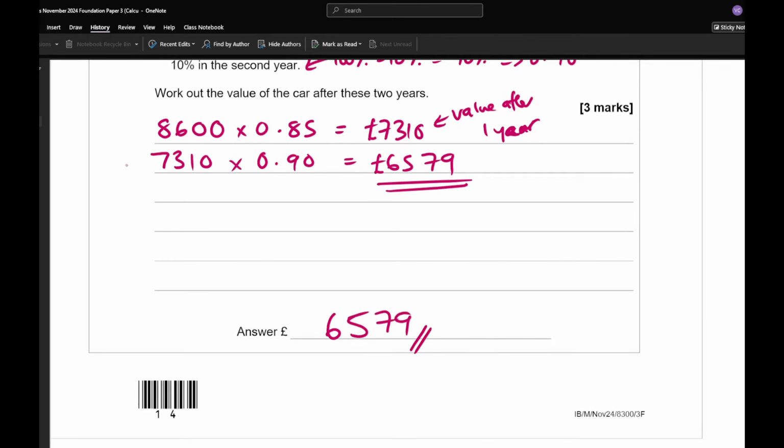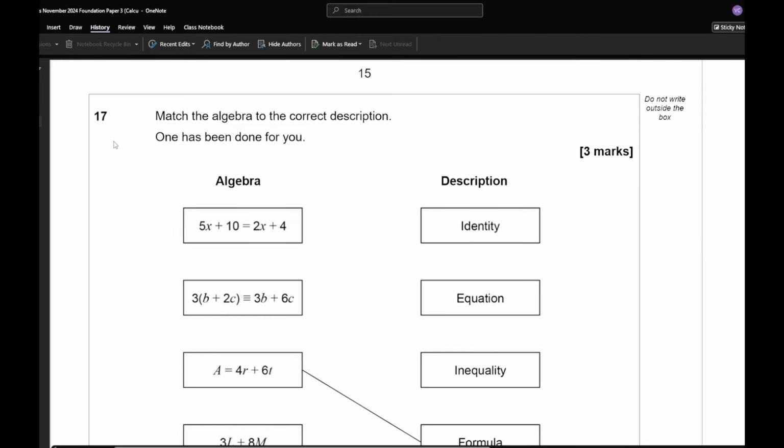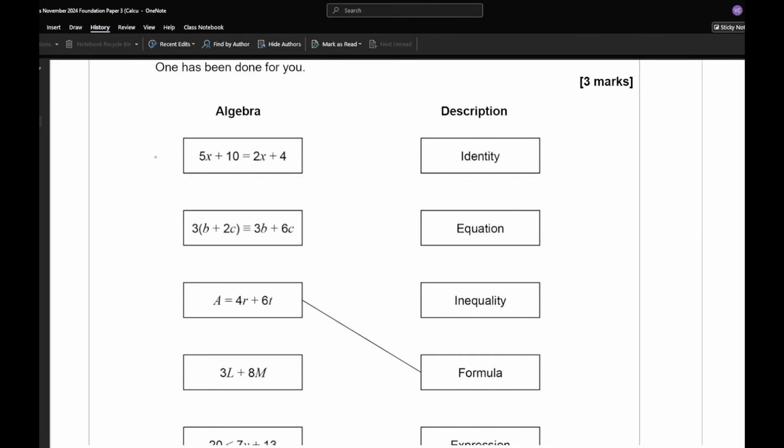Moving on to question 17, it says match the algebra to the correct description. So 5x plus 10 equals 2x plus 4. Well, that is an equation.